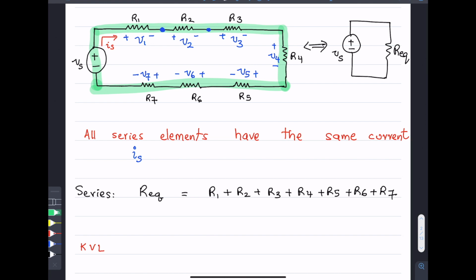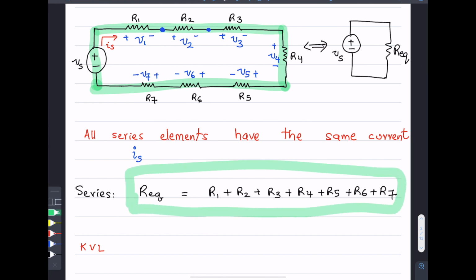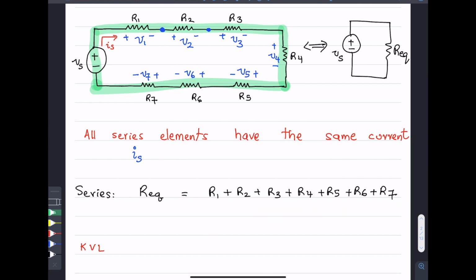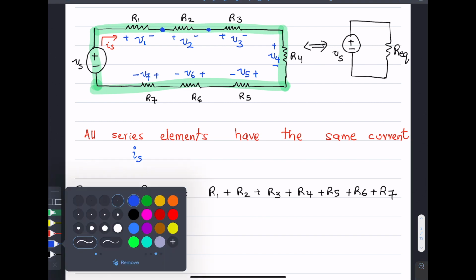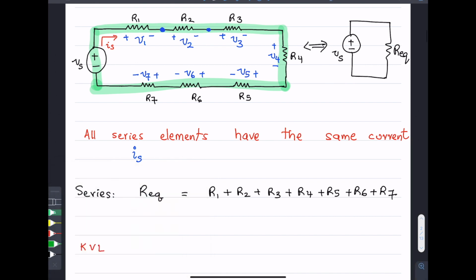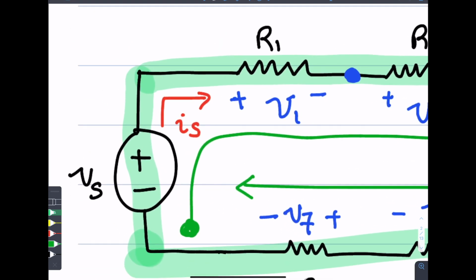R equivalent is equal to the sum of the resistances. That's pretty simple to show actually. So let's apply the KVL. We start at the bottom left and go around the loop and add up all the voltages. Starting at the bottom of the loop and going through this loop, we encounter the negative terminal and the positive terminal of Vs.